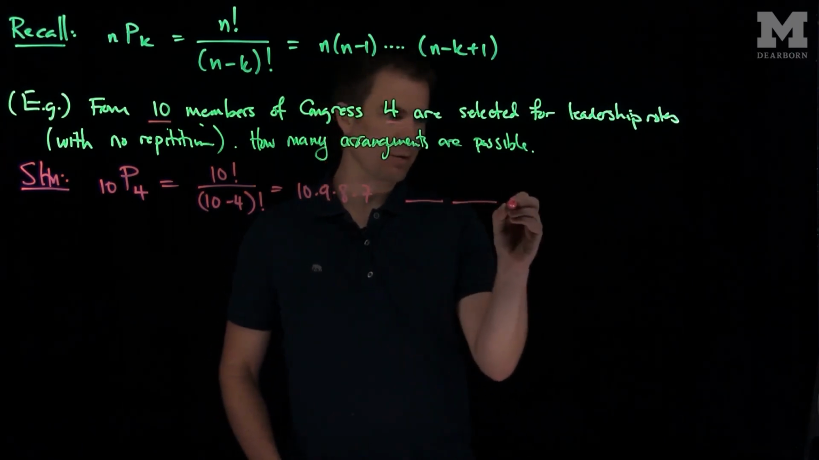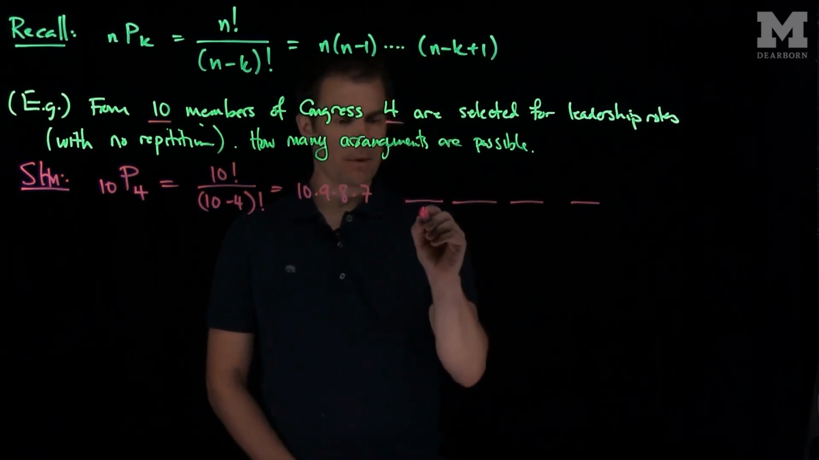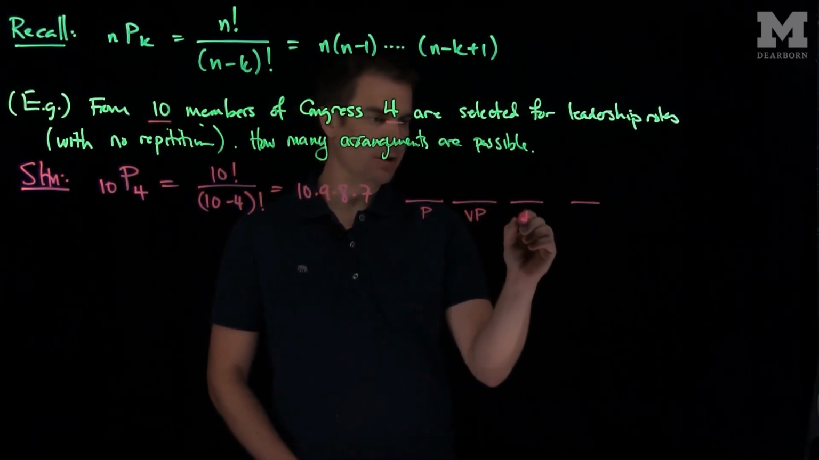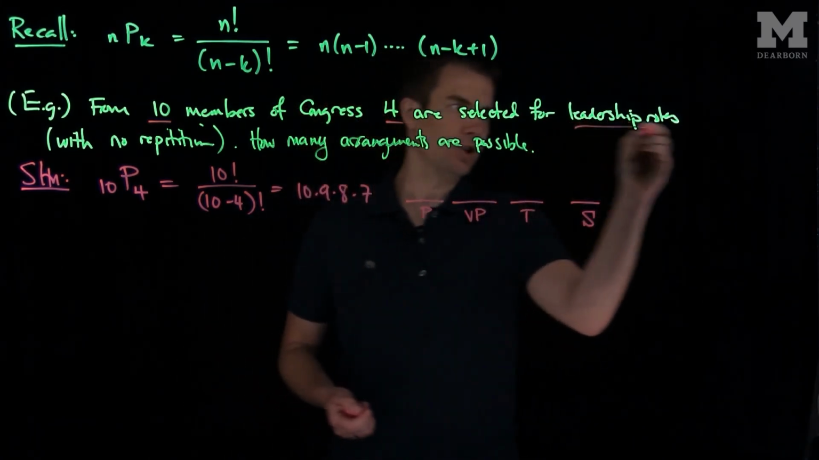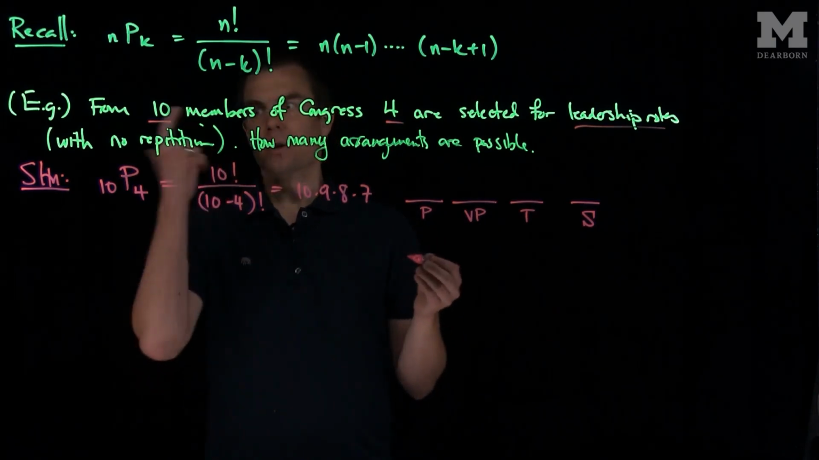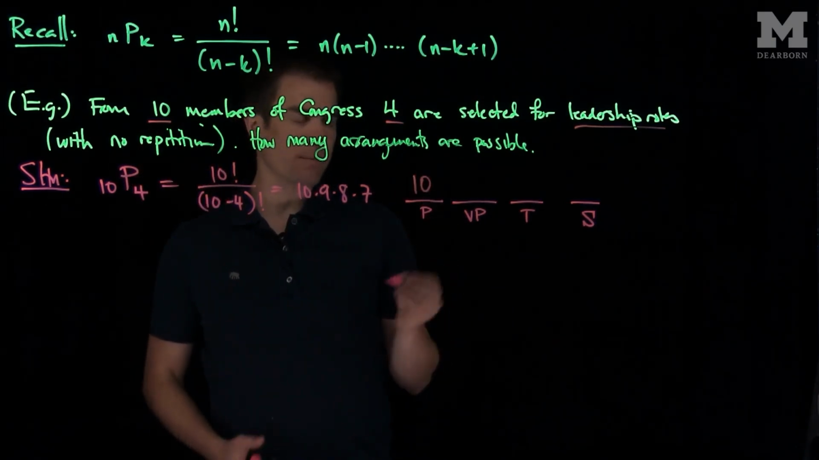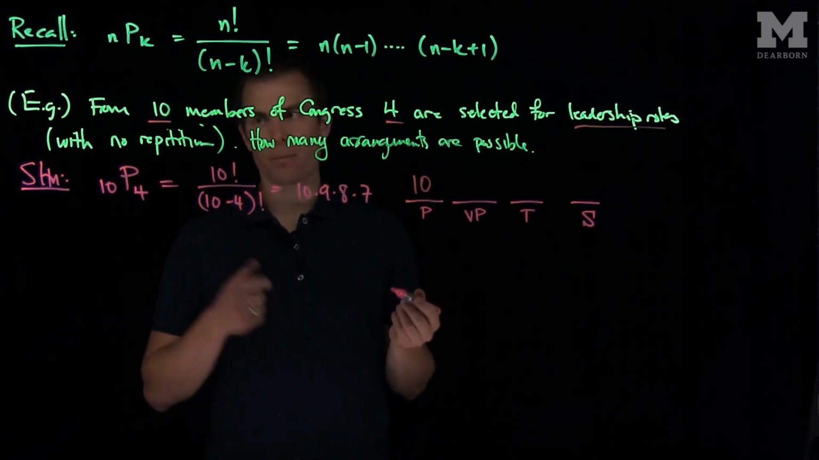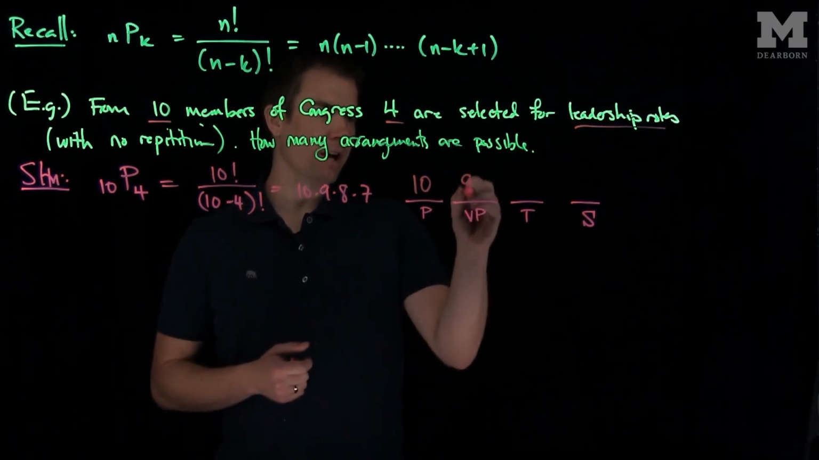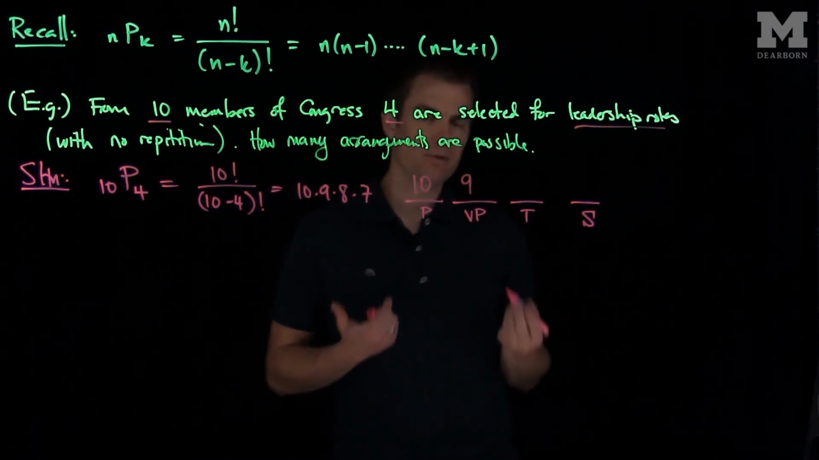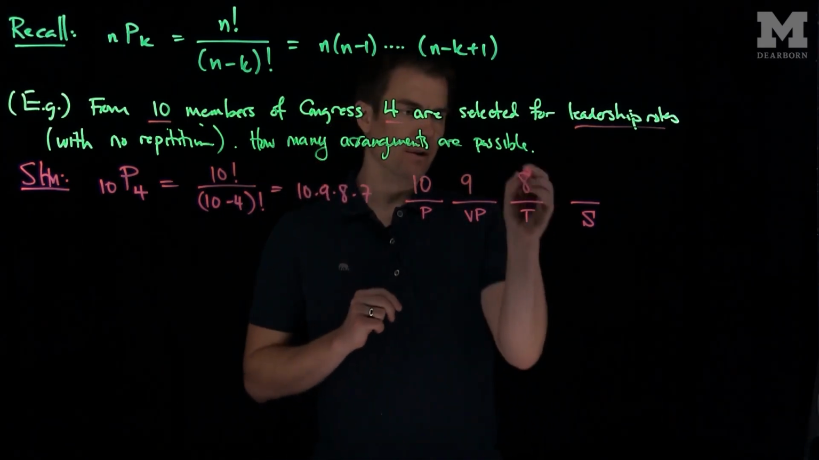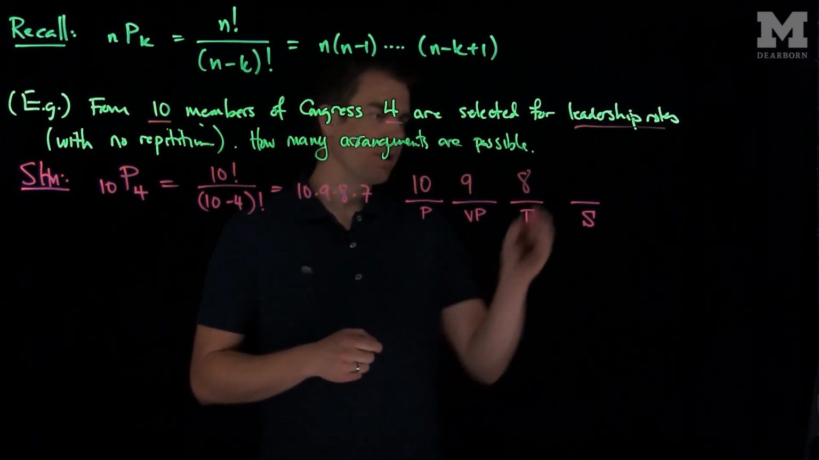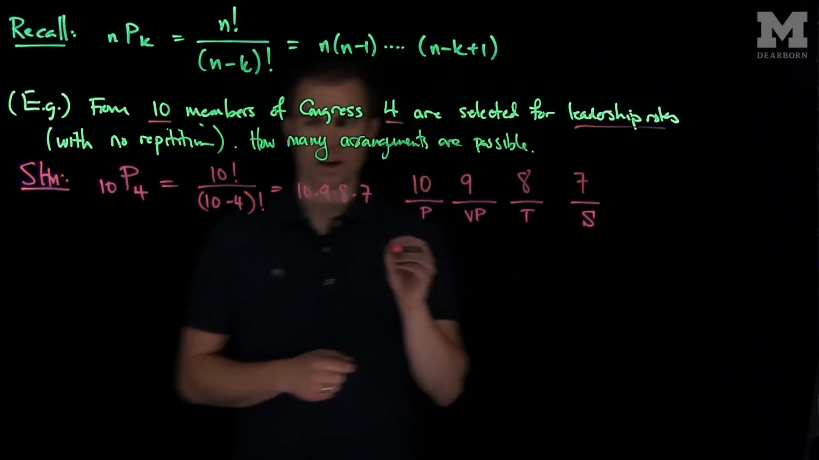We can also think about this just by writing them out in order, right? So I have 1, 2, 3, 4. Maybe this is president, maybe this is vice president, maybe this is treasurer, and this is secretary, just to make up some arbitrary assignments of leadership. For the president, there's 10 people, so I can draw from 10. Once I've selected one person for president, there's 9 members left, so there's 9 choices for vice president. Once I've chosen vice president, now I've chosen 2 people, so there's 8 people left. So I'll have 8 people available for treasurer, and then 7 people available for secretary.